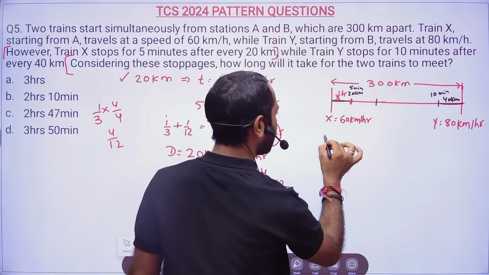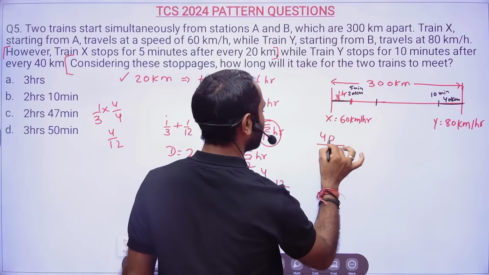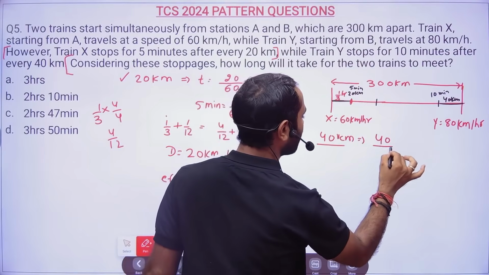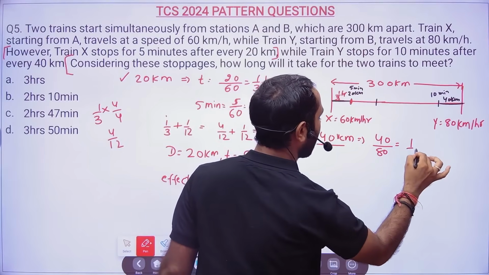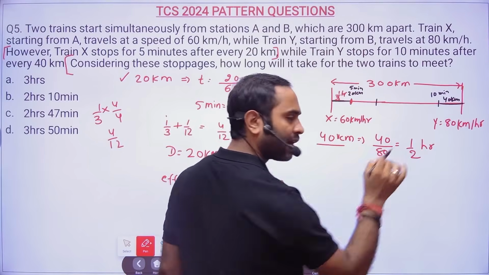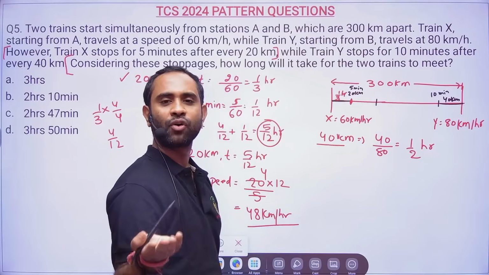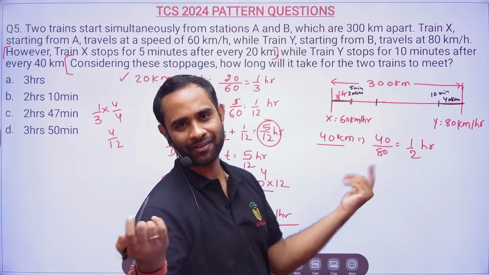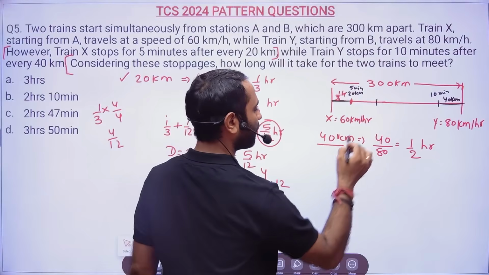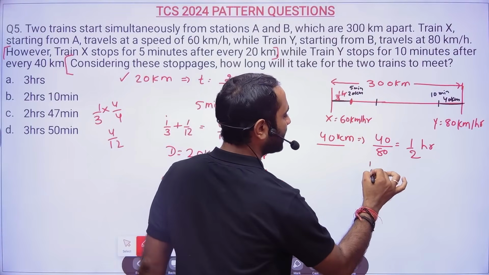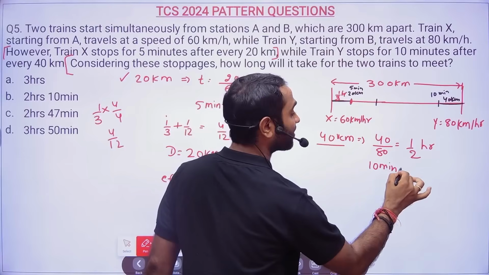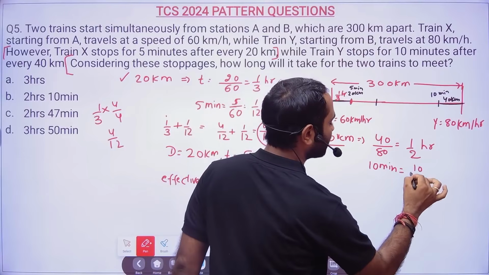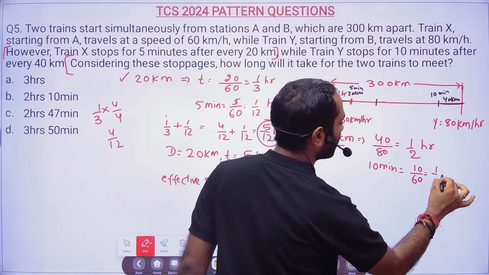So first, 40 kilometers is the distance, and for 40 kilometers how much time will they take, my dear friends? Sir, 40/80, they will take half an hour, 1/2 hours. In 1 hour 80 kilometers, so 40 kilometers is half, so they will take half an hour. Simple. Okay. Now, sir, for how much time are they stopping? My dear friends, 10 minutes. Sir, you tell me in hours, because I cannot add hours to minutes. Okay. So 10/60 is nothing but 1/6 hours.